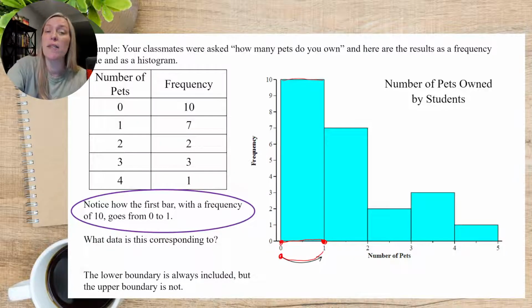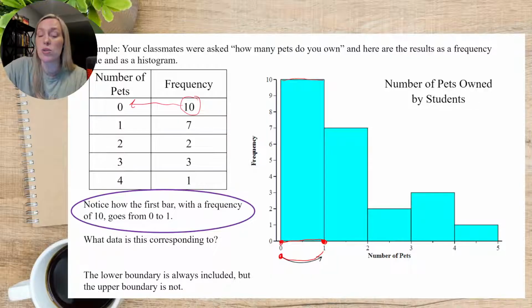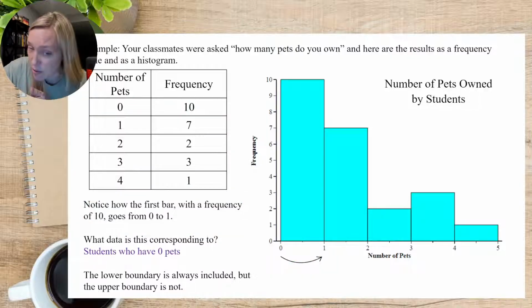So maybe you can assume, okay, a frequency of 10, that's corresponding to the number of pets of 0. So this is the number of students who have 0 pets. And this is where it gets a little tricky if you haven't seen this.